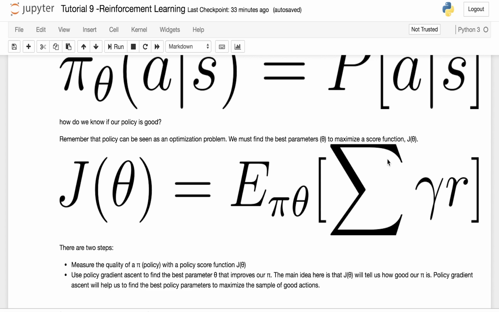Let's remember that the policy can be seen as an optimization problem. We must find some parameter theta, and we want to optimize something. It's learning to maximize a score function. So we define the score function J in terms of theta. It's actually an expectation, because the policy is probabilistic and stochastic, so we take the expectation over our policy pi of our rewards.